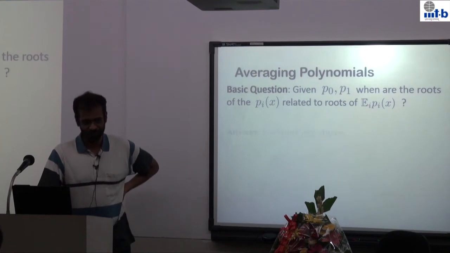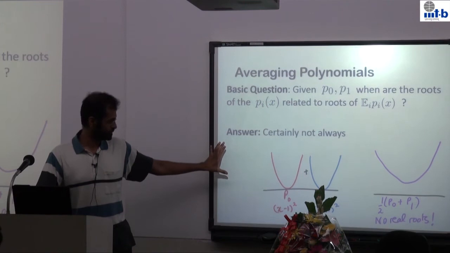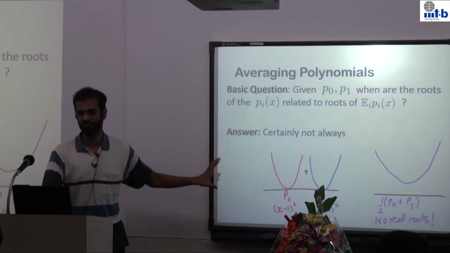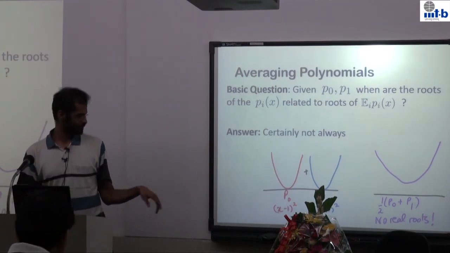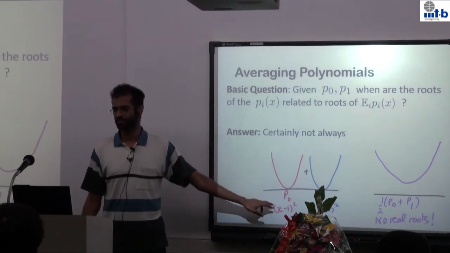So when does this happen? It doesn't always happen. Here's a canonical bad example. The two polynomials are (x minus 1) squared and (x plus 1) squared. So they're quadratic polynomials, and they have roots at plus 1 and minus 1. But when you add them, you get something that's a sum of squares, so it's strictly positive, right?